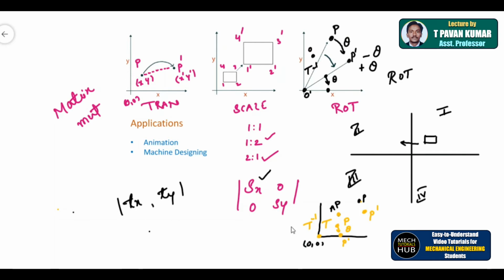So we need to shift the arbitrary point to the origin first, then rotate it, because with respect to the origin we have a matrix already. By using that matrix you can rotate it, then at a later stage you can translate it back to the original position. This is a simple concept explanation so that you understand.